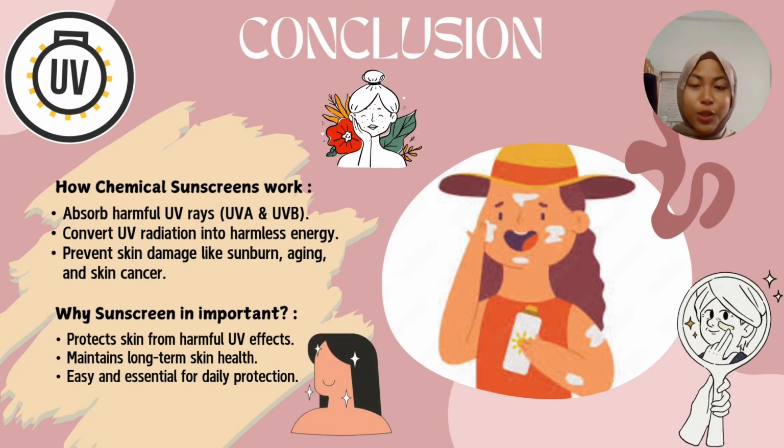So, in conclusion, we can explain how chemical sunscreens work on our skin. They absorb harmful UV rays such as UVA and UVB. They also convert UV radiation into harmless energy, and they prevent skin damage like sunburn, aging, and skin cancer.